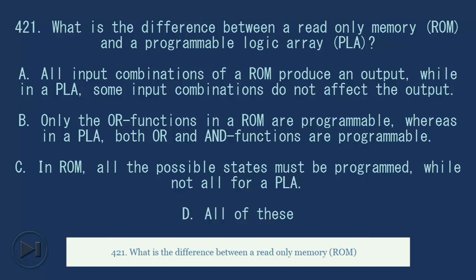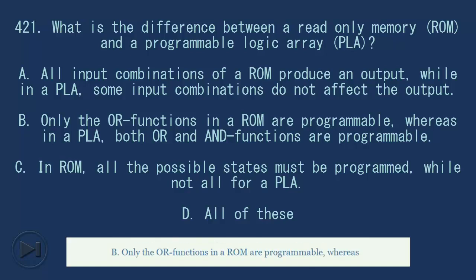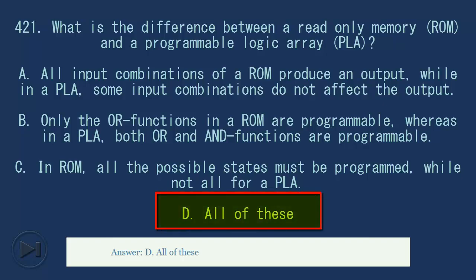421. What is the difference between a read-only memory, ROM, and a programmable logic array, PLA? A. All input combinations of a ROM produce an output, while in a PLA, some input combinations do not affect the output. B. Only the OR functions in a ROM are programmable, whereas in a PLA, both OR and AND functions are programmable. C. In ROM, all the possible states must be programmed, while not all for a PLA. D. All of these. Answer, D. All of these.